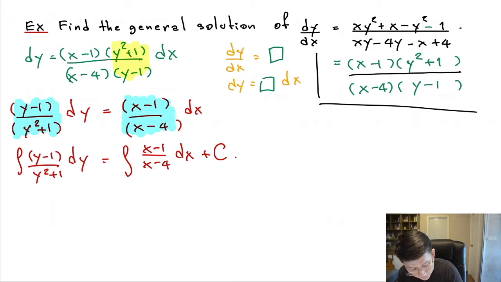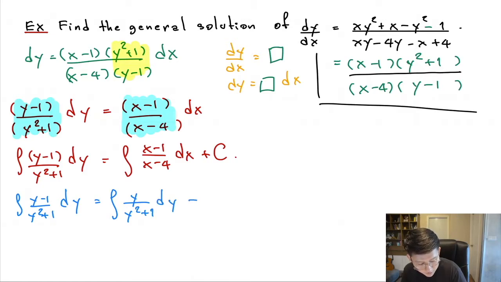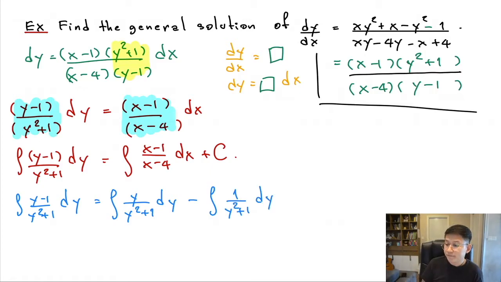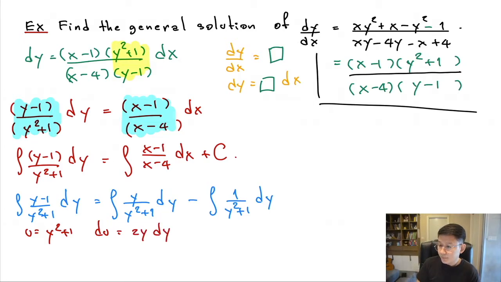So I'll look at this integration first, and this is actually the integration of y over y squared plus 1 dy minus the integration of 1 over y squared plus 1 dy, right? Make sense? So to integrate this function, first I'll let u be y squared plus 1. So du is actually 2y dy, right? So right now I'm looking at this integration first.